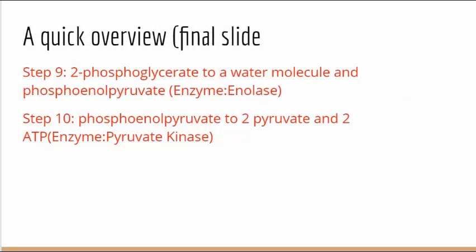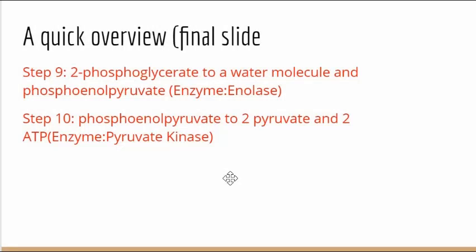Alright, so this is the final slide of the quick overview. So on step 9, we had 2-phosphoglycerate to a water molecule and phosphoenolpyruvate. So the enzyme is enolase. I probably did not pronounce that right, but anyway, we'll go with whatever I said. We're dehydrating the 2-phosphoglycerate, and that's why we get the water molecule and the phosphoenolpyruvate.